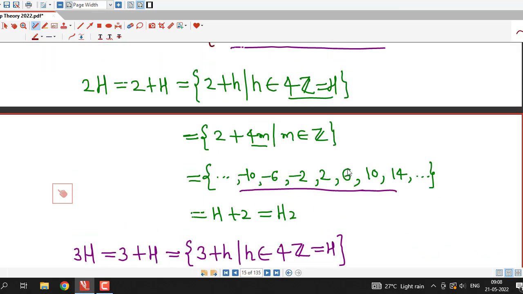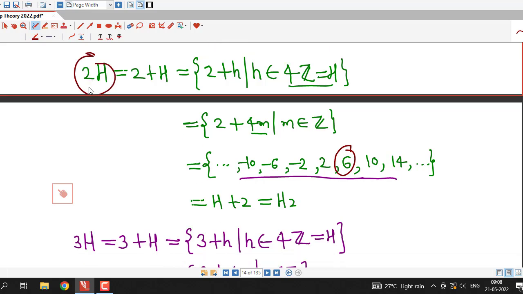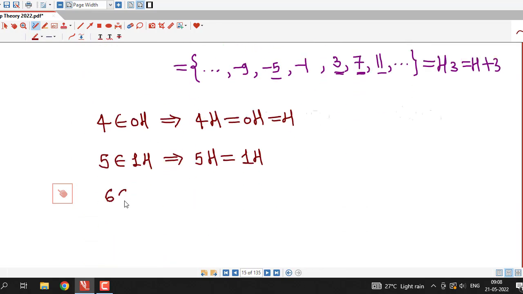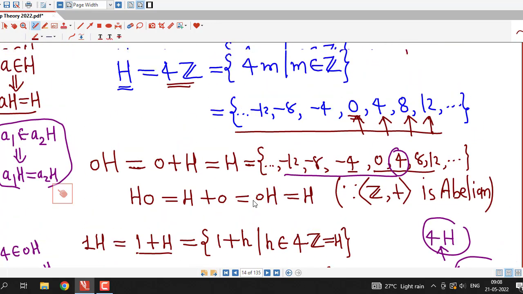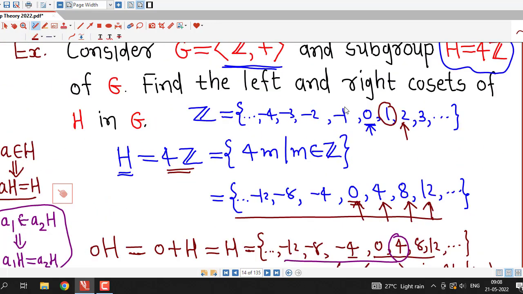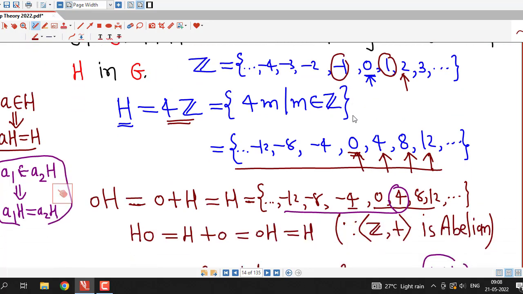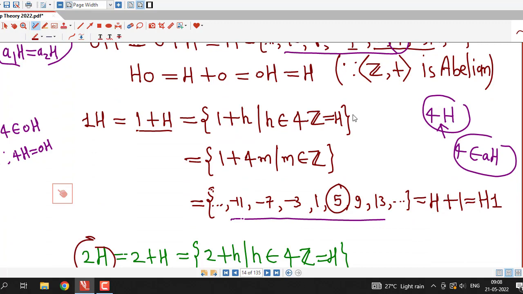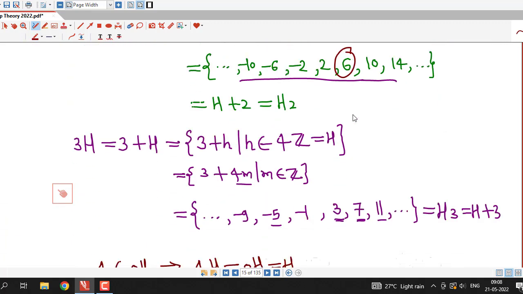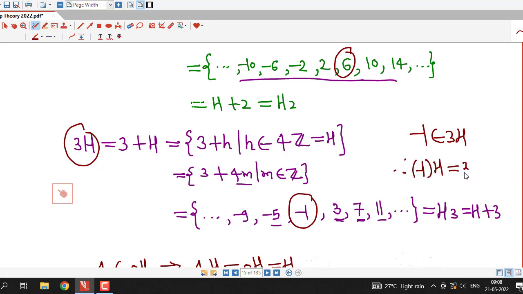Similarly, we can observe that 6 is present in this. So the left coset corresponding to 6 will be equal to the left coset corresponding to element 2. And the same thing we can observe for negative elements. Suppose I want to check for minus 1, then I will search for the left coset which contains minus 1. So this left coset contains minus 1. Minus 1 is an element of 3h. Therefore the left coset corresponding to minus 1 will be equal to the left coset corresponding to 3.